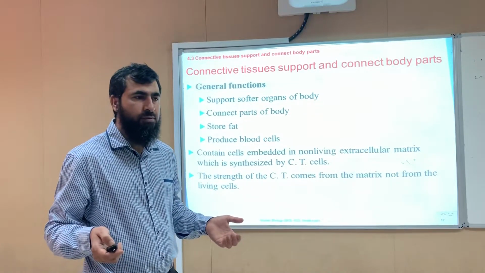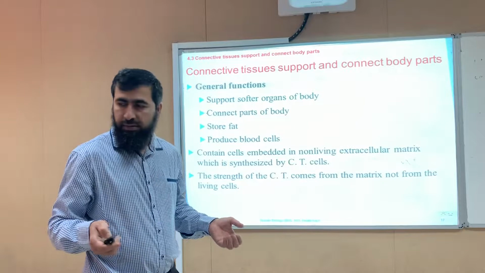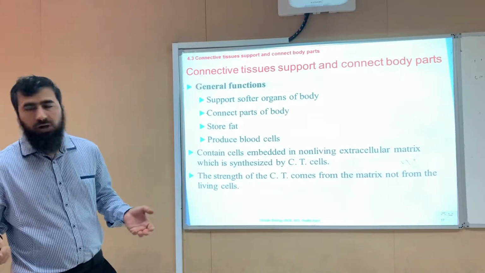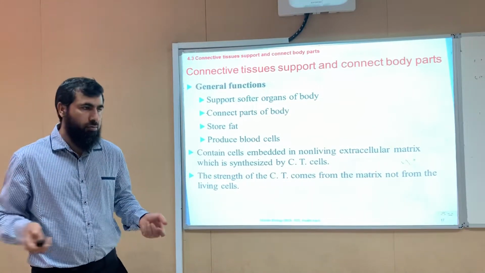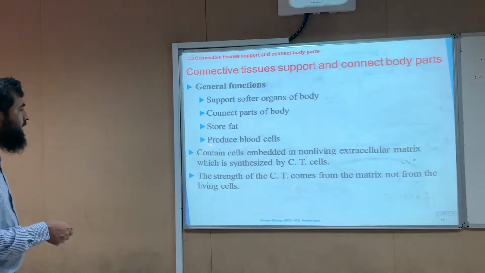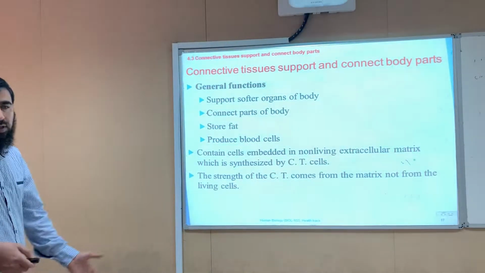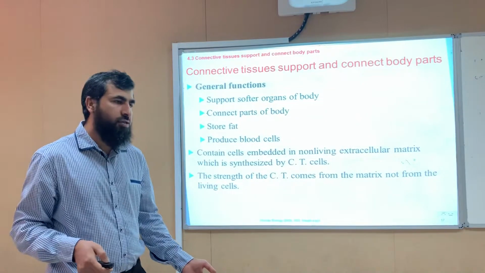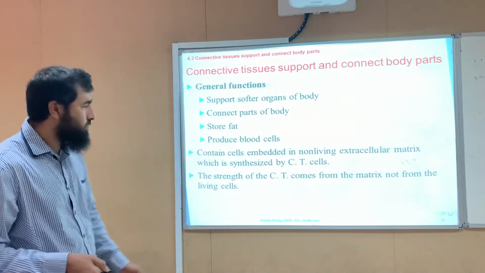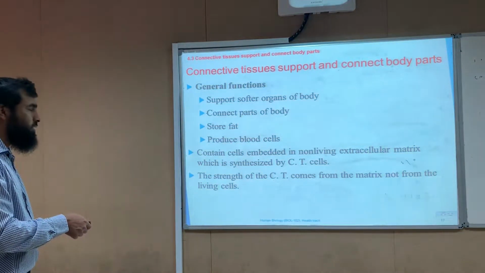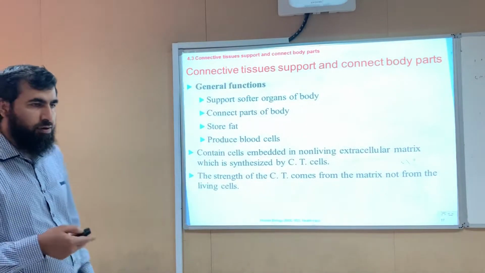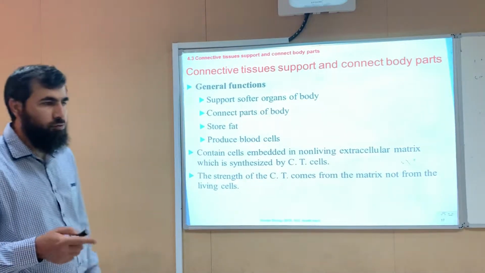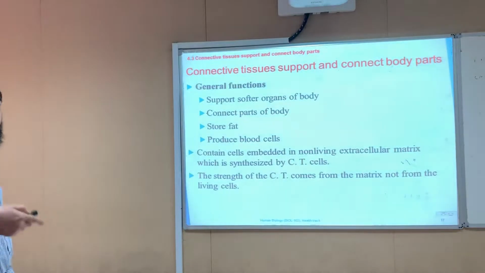What is the fat for? Lipid. Yeah, fat is used for long-term energy. Okay. It produces the blood cells. Blood is a specialized type of connective tissue. It's very important in moving nutrients around the body, giving oxygen and removing waste, okay? And also in defense.